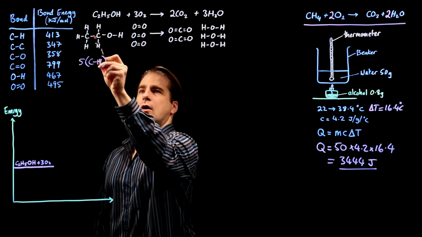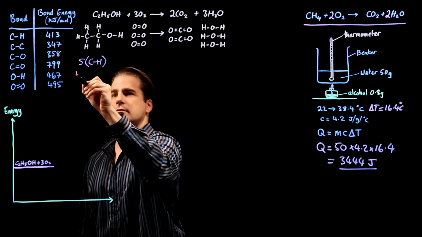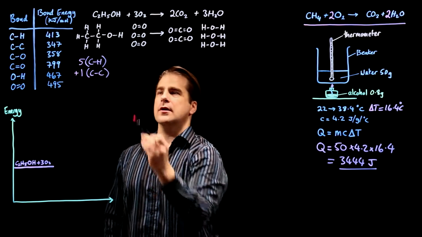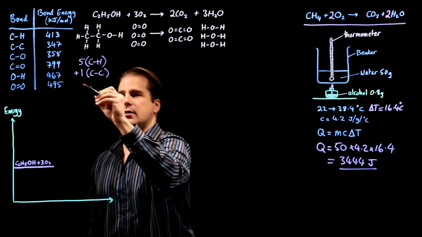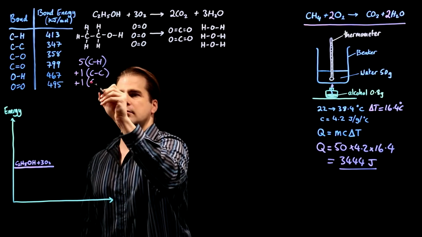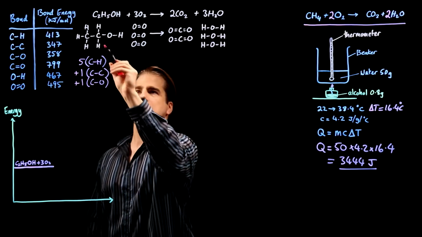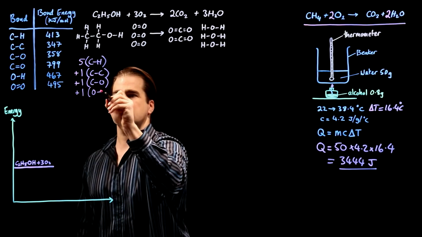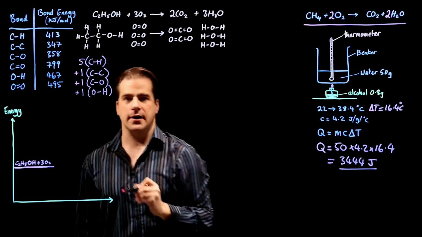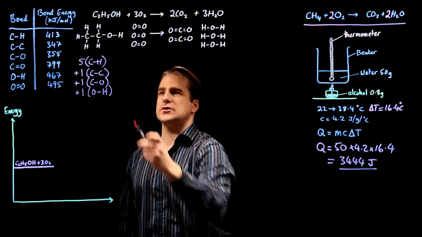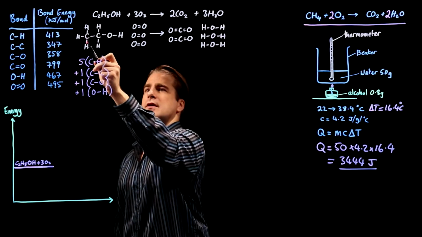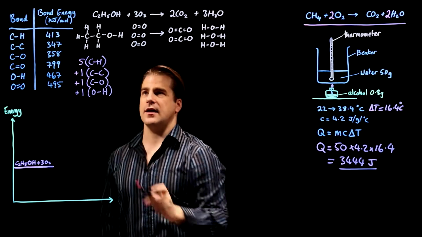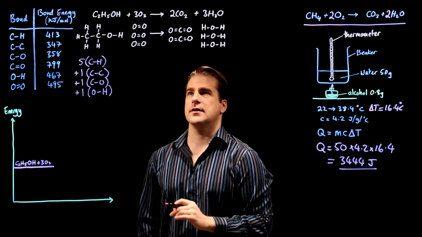We've also got 1 carbon-carbon bond, 1 carbon-carbon. We've got 1 carbon-oxygen bond, and we've got 1 oxygen-hydrogen bond. Okay? And that should add up to 1, 2, 3, 4, 5, 6, 7, 8. Yeah, we've got all the bonds in the ethanol.